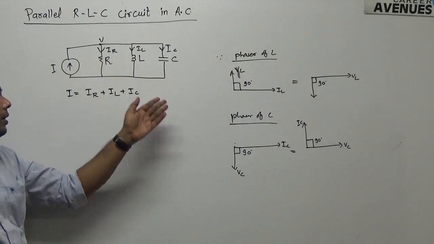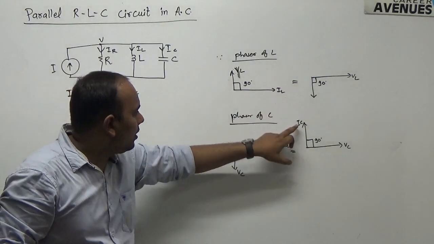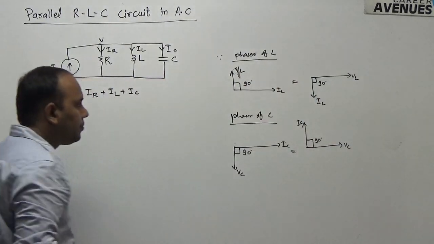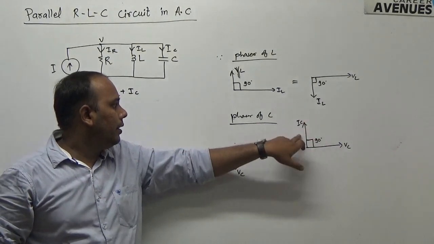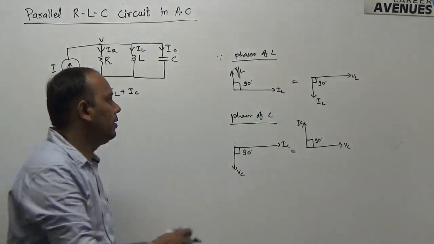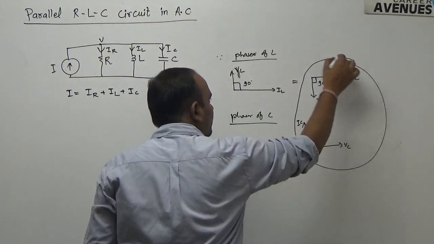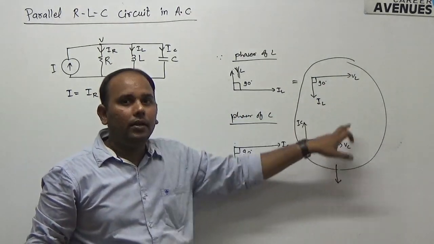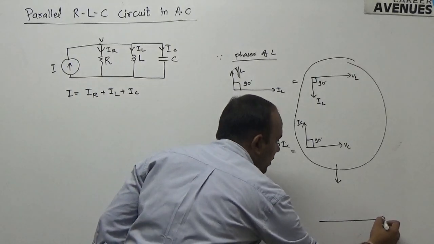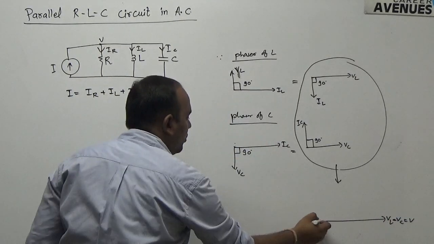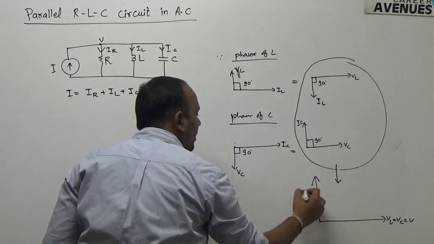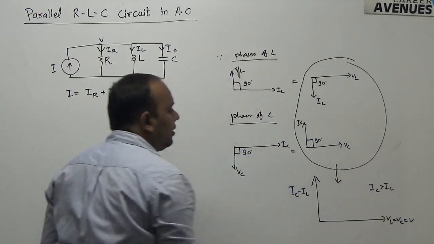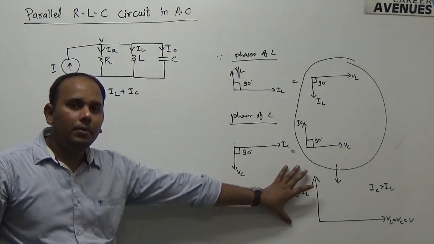So when combined, the combined effect we will take as IC in the reference direction and this one will be the IL in the negative direction. If we see both these diagrams, the resultant of these two diagrams, as VL is equal to VC, then VL is equal to VC is equal to V. So current will be in this direction, IC minus IL. If we take IC greater than IL, the resultant phasor will be like that.